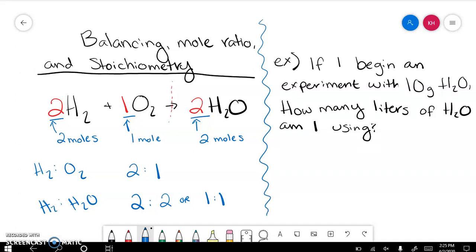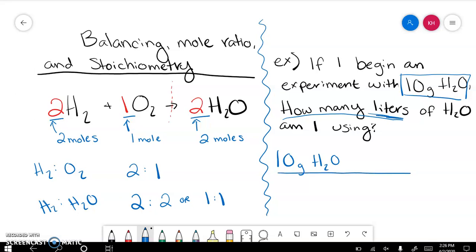So now if we do a practice problem, if I begin an experiment with 10 grams of water, how many liters of water am I using? So in this, it gives me a starting value of 10 grams. That's the first step. I gotta find out what it gives me. I know it's 10 grams of water. And it wants to know how many liters. So I know I need to make my way to liters.